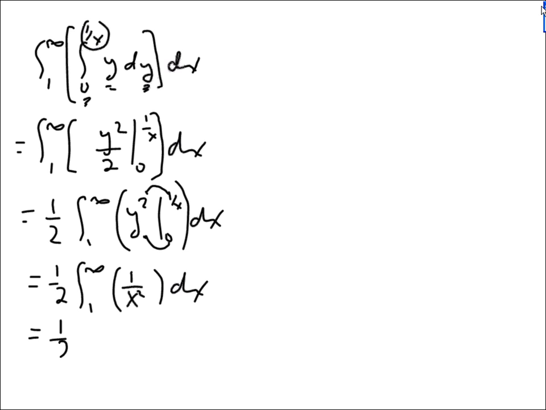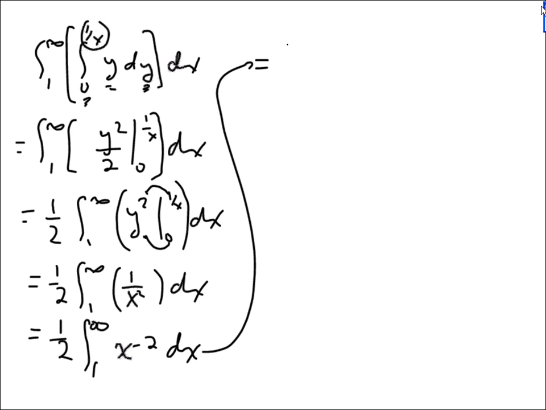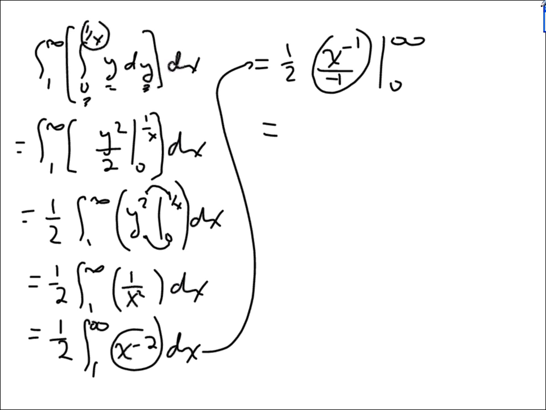So this is 1/2. I'd rather, from 1 to infinity, think of it as x to the negative 2 dx. That way, when I add 1 to that power, because I'm integrating, I get x to the negative 1, and I divide by negative 1. This is negative, and this is positive. So the answer is negative. It's 1 over 2x.